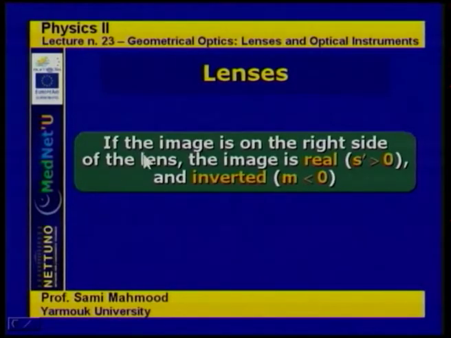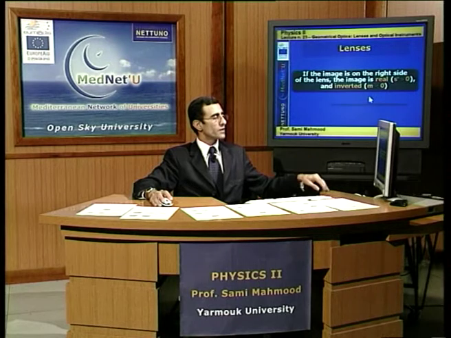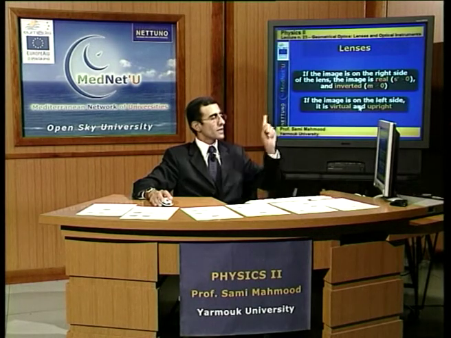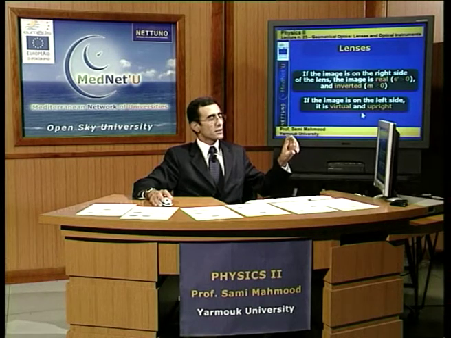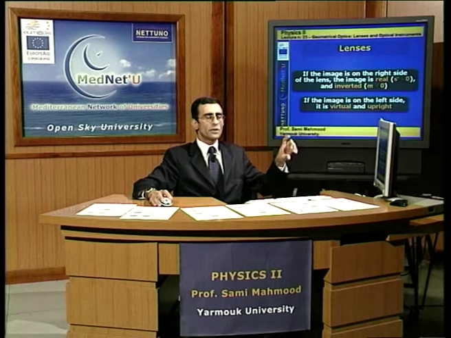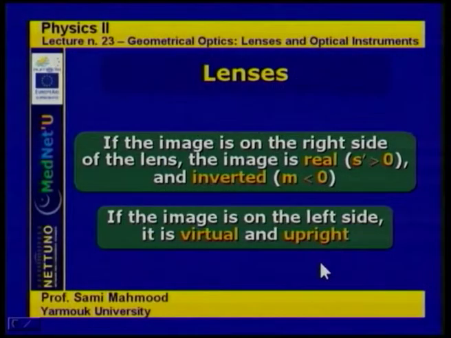If the image is on the right side of the lens, the image is real. S prime is greater than zero, and thus it is inverted, since from the formula of m, m becomes negative. So a real image is inverted. And if the image is to the left of the lens, that is, on the same side as the object point, then it is virtual, and thus the magnification is positive, and the image is upright. So again, a virtual image is upright, and a real image is inverted.